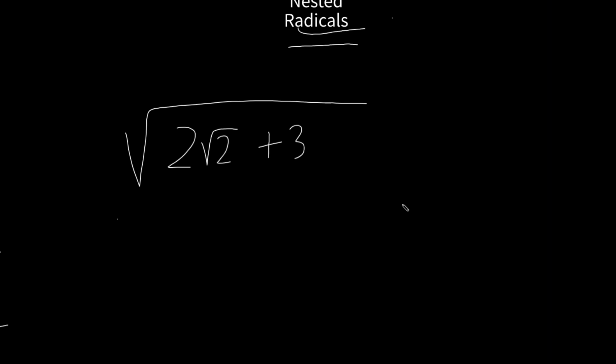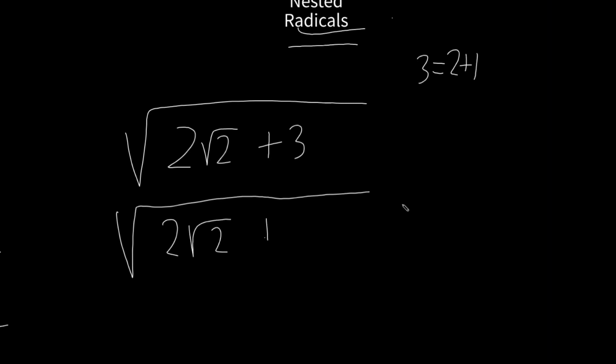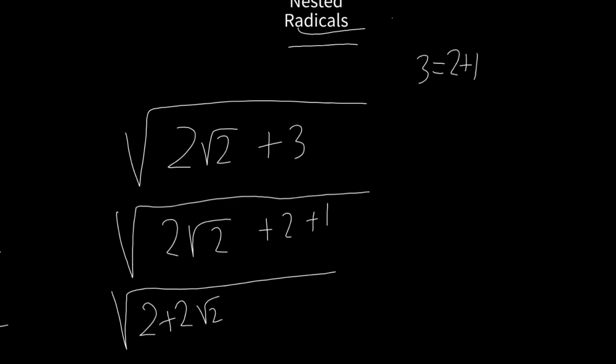Well, this requires a bit of clever thinking, but one way you can think of this: what is 3? 3 is 2 plus 1, right? That's pretty obvious. So, instead of 3, we can just write 2 plus 1. And now, do you notice anything about this? Don't feel bad if you don't, because you only really start to notice these things once you've done a lot of problems like this. But how about if we write it like this?